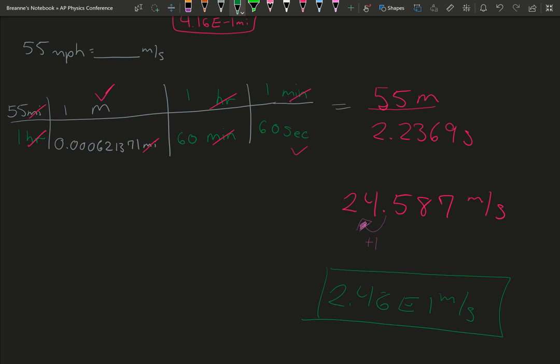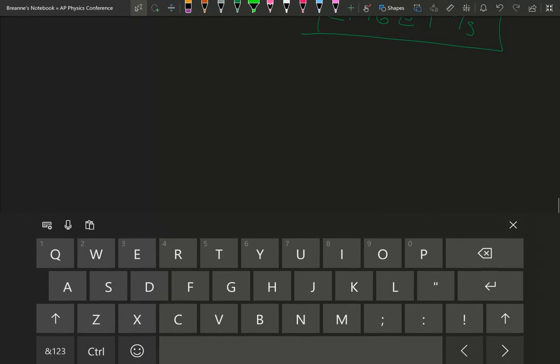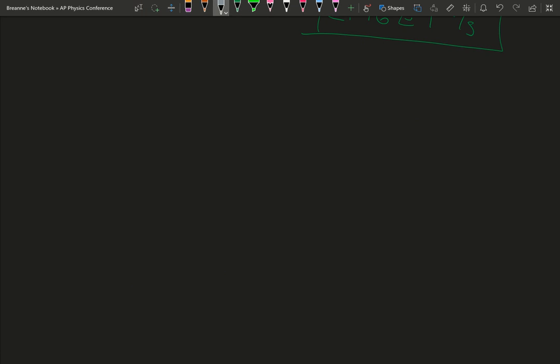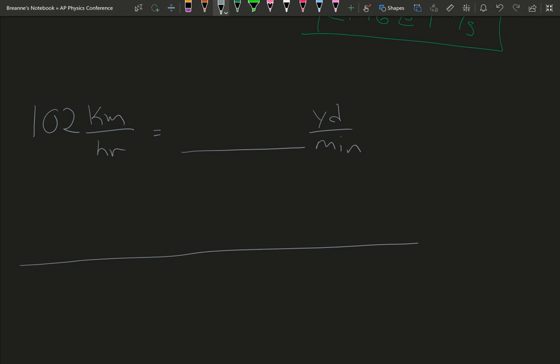The next problem asks you to convert 102 kilometers per hour. It wants you to get it into yards per minute. Again, this is a two-stepper. You just have to focus on one at a time. So for 102 kilometers, you can move that in 1 hour.